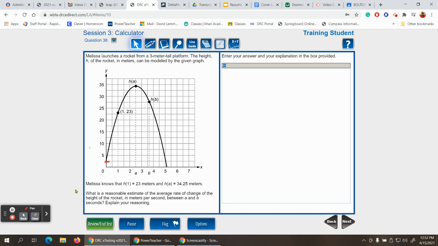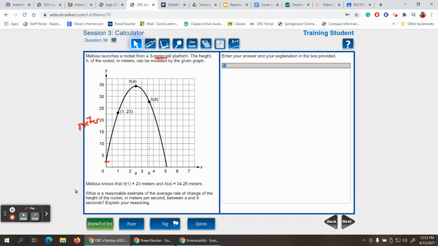Think about it. If you launch a rocket, it's going to go up in the air. In this case, it says meters, so this is going to be our meters on this side. What could be our x value? If something goes up in the air, we see how high it goes, and we can also measure what?